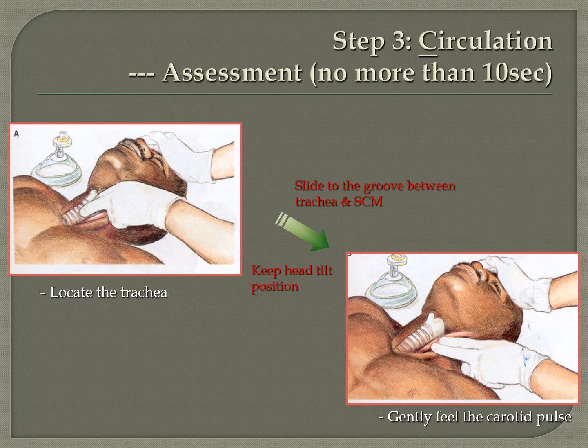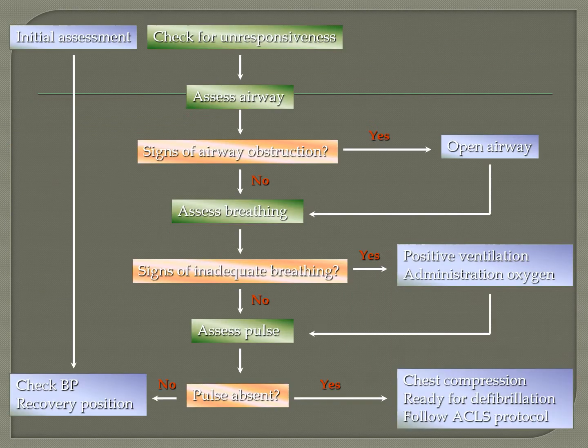Look at the trachea, find the V-shaped groove here and place your finger on that. Don't tilt the patient's head, because most emergency cases involve injury to the neck. So always do it in the straight position and look for the pulse. If there is no circulation, then go for immediate treatment. This is the algorithm of management: first we assess airway, obstruction, breathing and the pulse, everything.